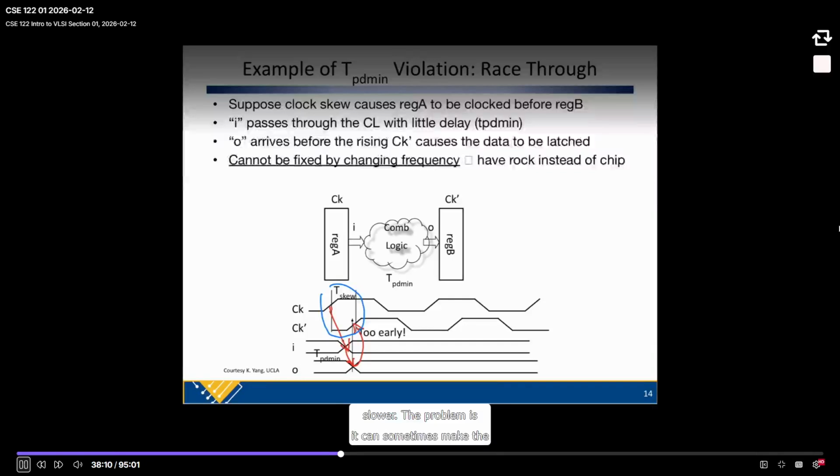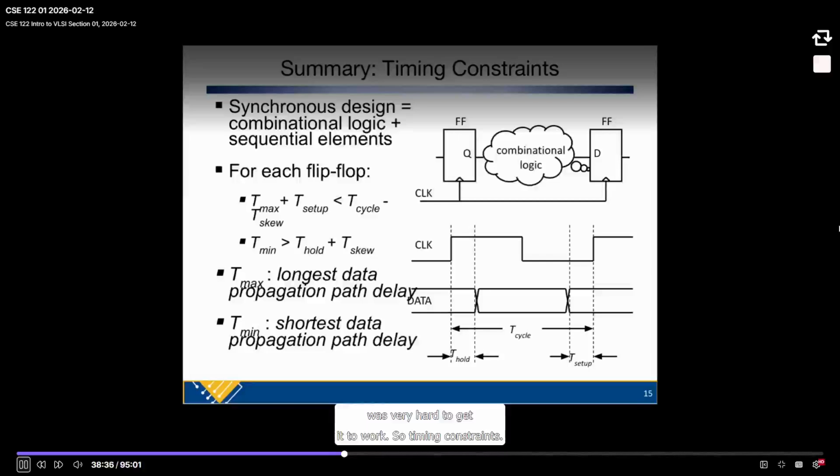The problem is it can sometimes make the clock skew worse. You don't really know. So we tried to slow it down. We also tried to pad data. So let's say you shift something in and you don't want it to skip a register, so you can actually insert dummy bits and say, well, okay, maybe this one can race through and so on. There were some hacks to get it to work. And some of them worked, some of them didn't. But it was very hard to get it to work.